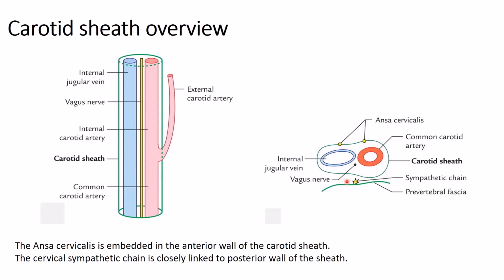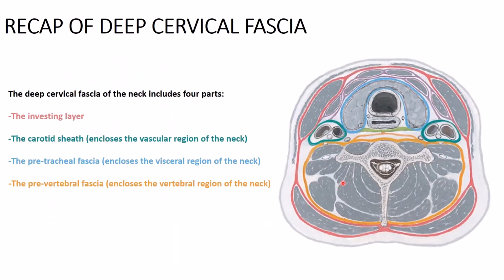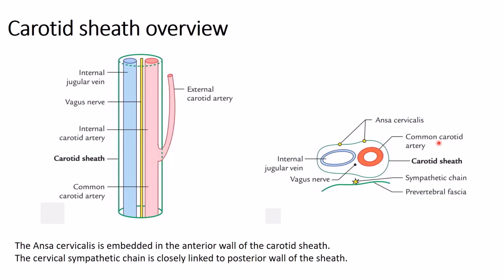Okay, but what is the posterior relation of the carotid sheath? The posterior relation is the sympathetic chain, the cervical sympathetic chain. We'll talk more about it later on. Posterior to it, the cervical sympathetic chain, and behind it, of course, is the prevertebral fascia. As mentioned here, this is the prevertebral fascia. This is the carotid sheath. In between, there will be the sympathetic chain. Okay.